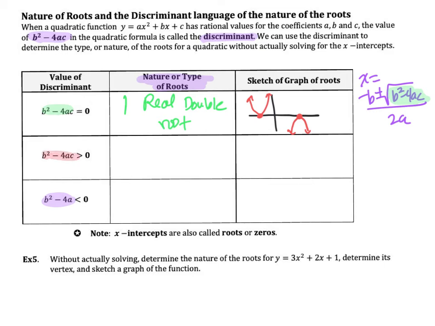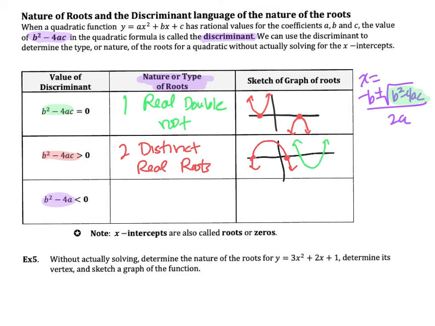If b squared minus 4ac is greater than 0, then I have 2 distinct real roots. That just means graphically that if you were going to look at this parabola, it's going to either open down with 2 different locations where it hits the x-axis, or it could open up with 2 different locations where it goes through the x-axis. So 2 distinct real roots.